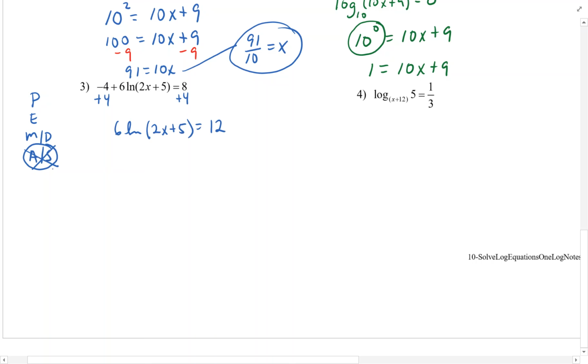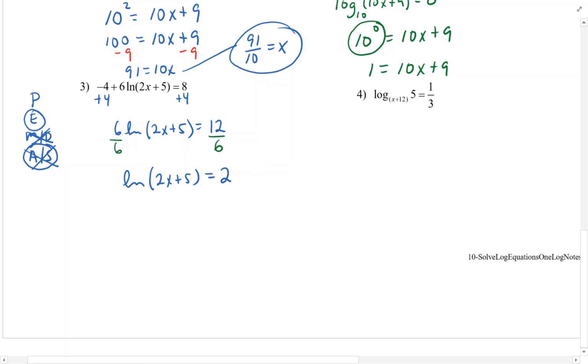So we got rid of addition and subtraction. Now we've got to get rid of multiplication and division. So to get rid of that 6 there, we're going to divide both sides by 6 and simplify that. So 6 over 6 is 1. And then we have the ln of 2x plus 5 equals, and then 12 divided by 6 is 2. So we got rid of that multiplication and division.